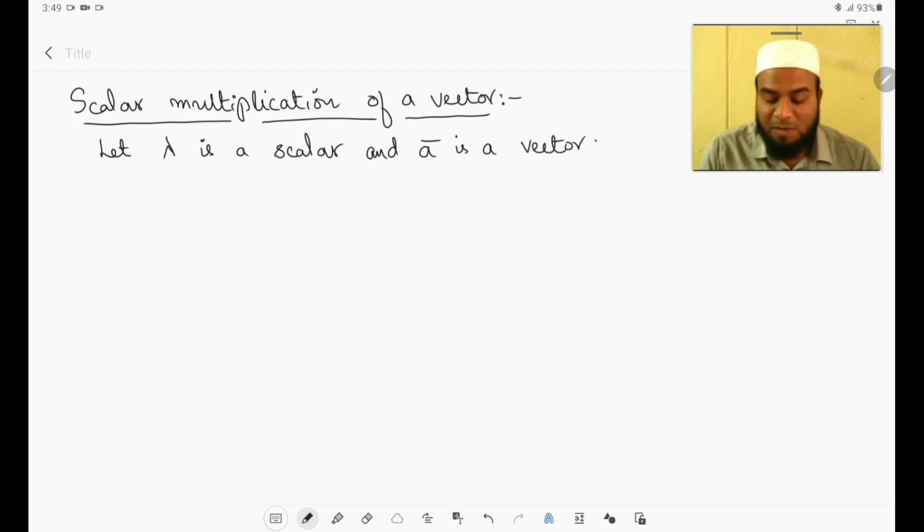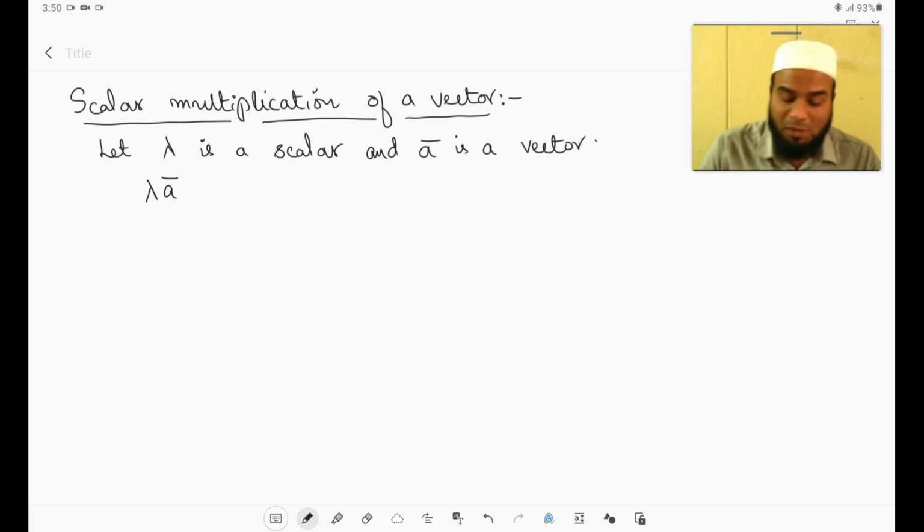Then scalar multiplication of a vector with lambda, that is a scalar. How do we denote that? Which is nothing but lambda into A bar. So this product is called scalar multiplication of a vector with a scalar.